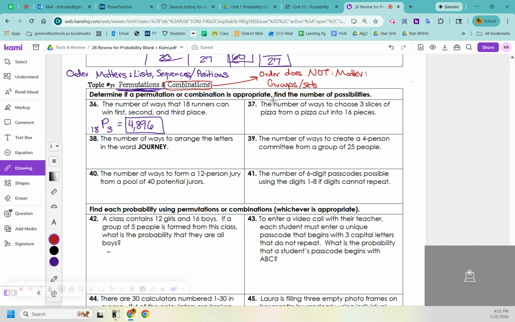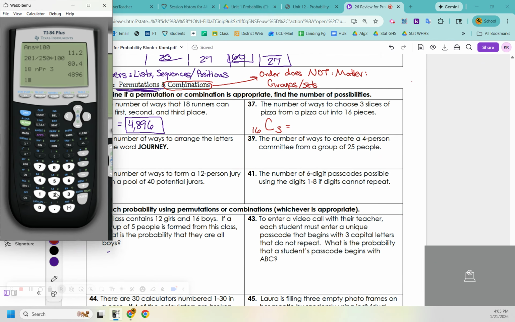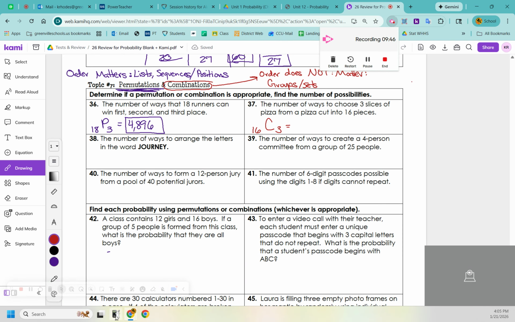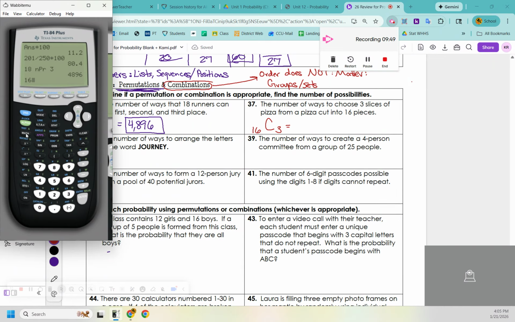Okay. A number of pizzas, you're choosing the number of ways to choose 3 slices of pizza from a pizza cut into 16 pieces. So you're putting 3 slices of pizza on your plate. It doesn't matter the order you put them, they're all going to end up on your plate. So out of the 16, the big number always goes first. How many you're choosing? We're choosing 3. So again, put the big number first, and then combination 3. Math, scroll over to probability, combinations, and choose 3. 560.